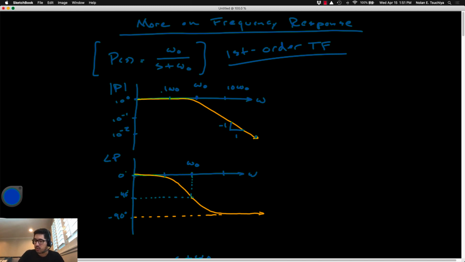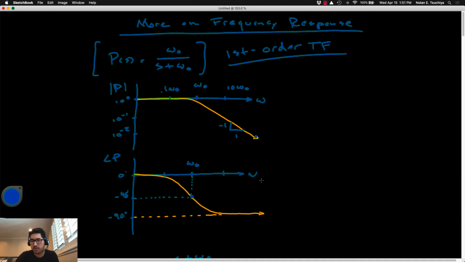What we also discovered was that the phase plot starts at 0 degrees phase for very low frequencies, passes through -45 degrees at the cutoff frequency, and continues on and approaches -90 degrees for all larger frequencies. Okay, this is a very typical first order transfer function Bode plot.